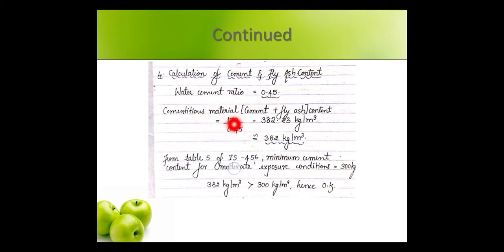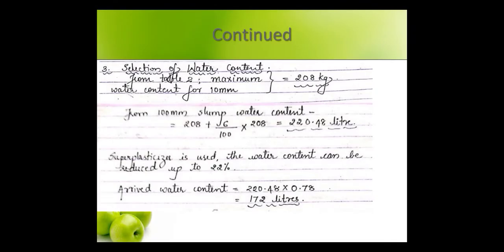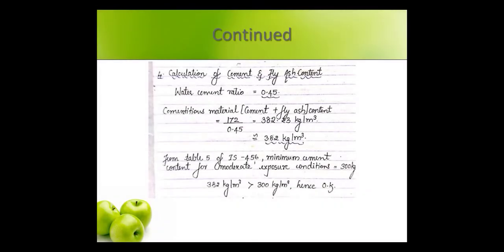So the cementitious material will be the cement content plus the fly ash content. 172 is nothing but the water content we have got. That should be divided by 0.45, the water cement ratio. So you will get the cement content plus fly ash content. According to table number 5 of IS 456, the minimum cement content is 300 kg, but we are getting more than 300 kg, so our problem satisfies.